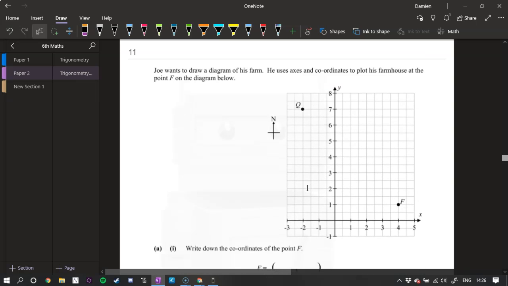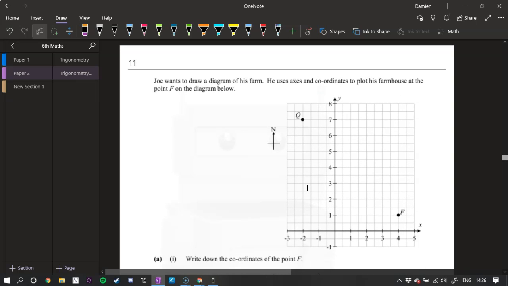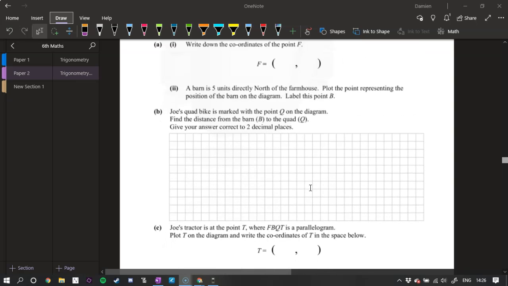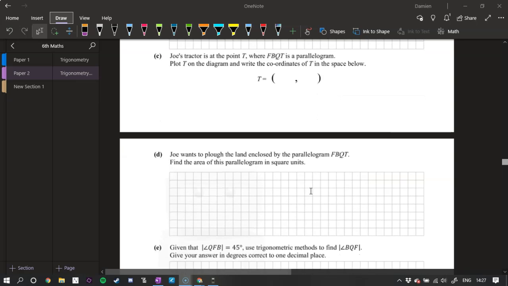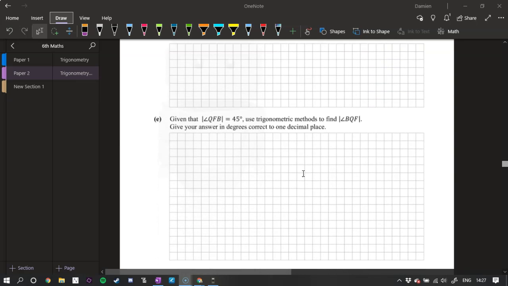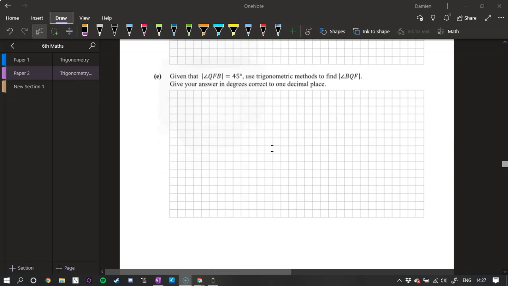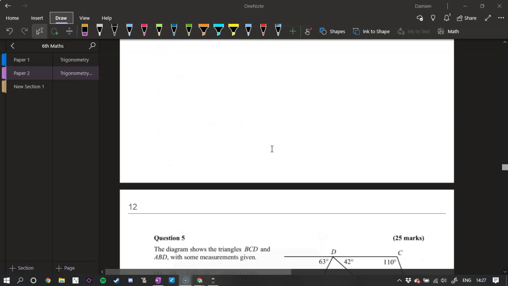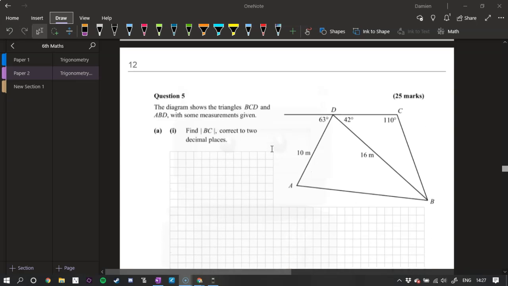So John wants to draw a diagram of his farm, and he uses axes and coordinates. Okay, so we're not interested. This is a coordinate geometry question. Probably a small little bit of trigonometry further down. Yeah, so use trigonometric methods to find BQA. So I'll let you guys work on that one while we skip on to the next full question.